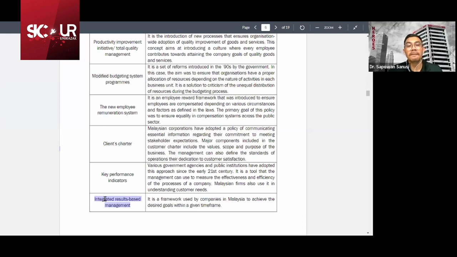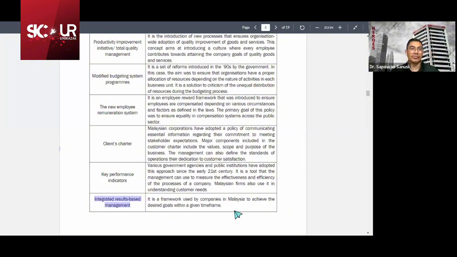So usually this integrated result base will push out to the unit and to the department. Okay, key performance indicator is solely for the department, but integrated result base is not only for the department; on the short run, it goes to the long run. Okay, focusing of the integrated result base, they have 2 only: sustainability of the company to the industry, and also gaining the profit toward the stakeholders. Itu 2 saja for integrated result base management ini. That's why it is a framework used by competitive companies to achieve the desired goal in the given time frame.